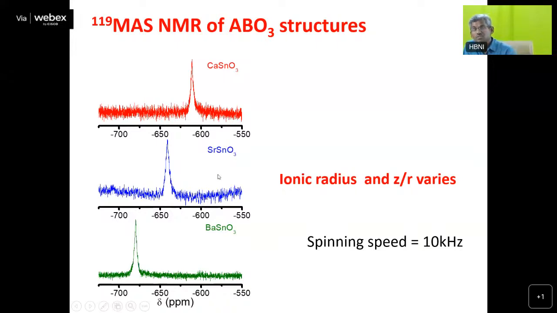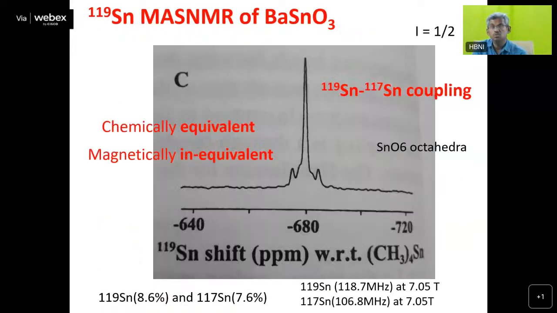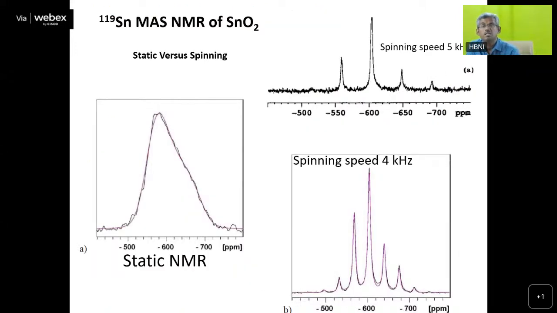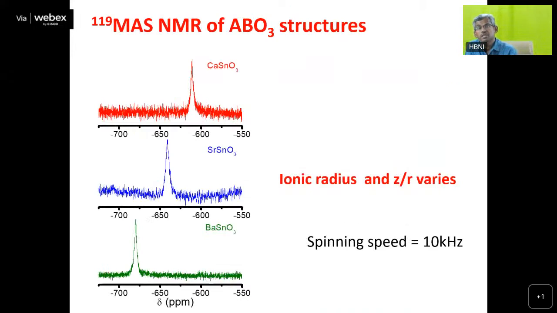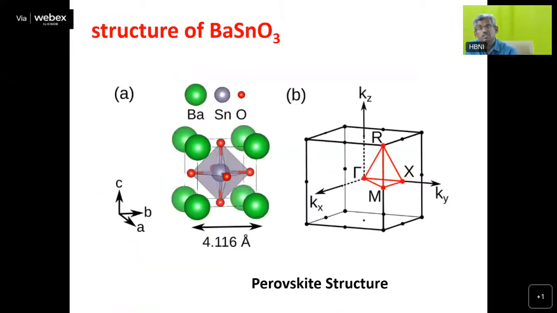But you can see the lack of sidebands in this pattern. The lack of sidebands very clearly indicates that the environment around tin is quite symmetric compared to that of pure SnO2. I think I have made it clear, because in SnO2 we get a very broad peak, an isotropic peak along with sidebands, whereas here the sideband completely disappears. Of course, spinning speed is slightly changed, but again, the sidebands completely disappeared in barium stannate, in these ABO3 structures, which are nothing but calcium stannate, strontium stannate, barium stannate, etc.